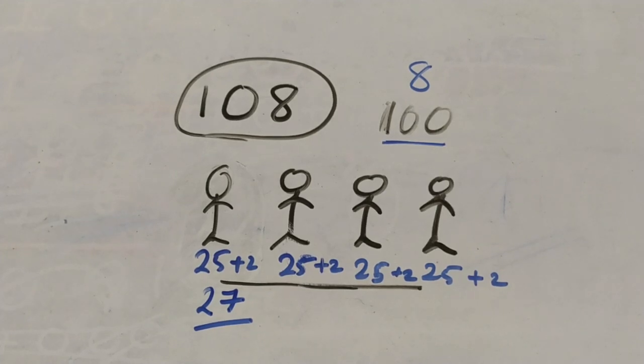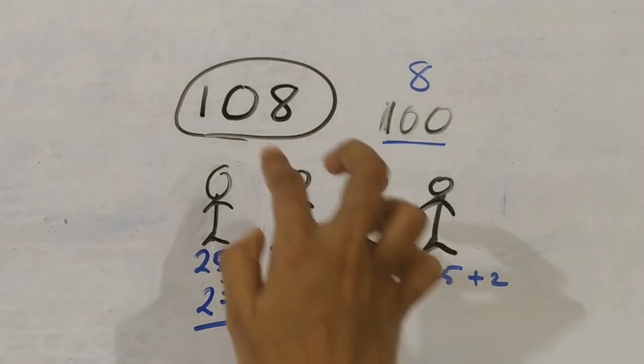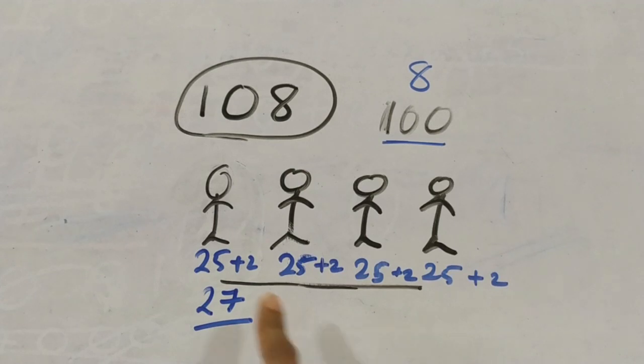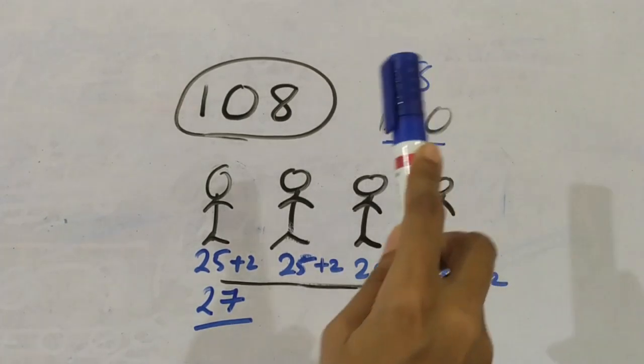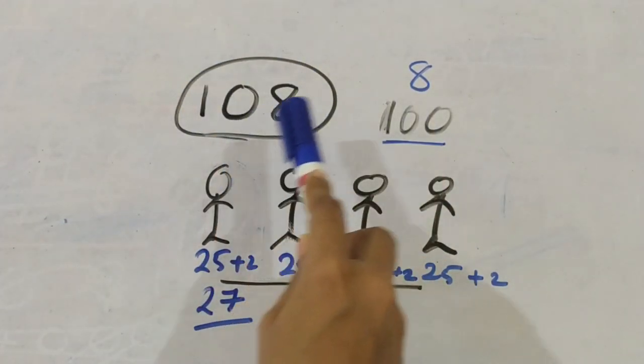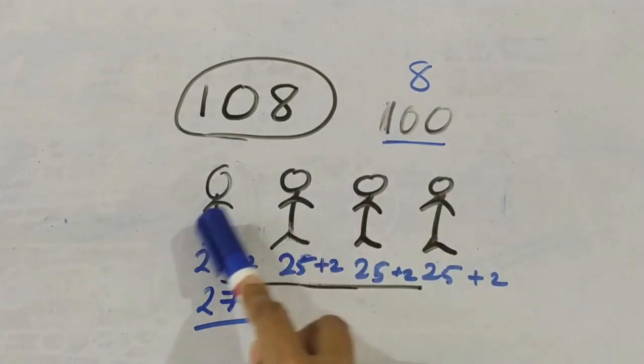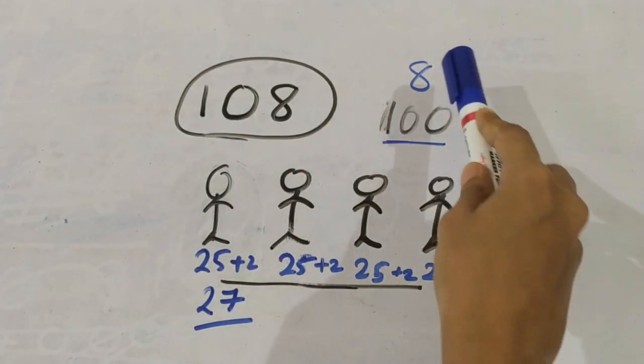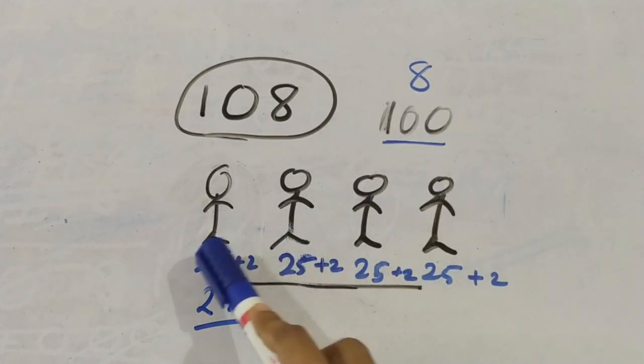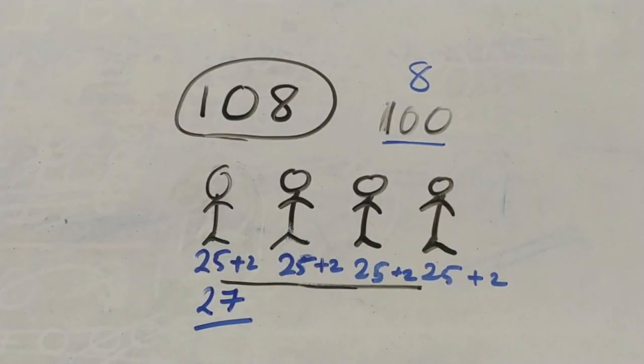So when we were dividing these 108 gooseberries among 4 children, how did we find that? First we divided the 100 out of 108 among 4 children. Then we divided the left 8 among 4 children. Let us do one more activity like this.